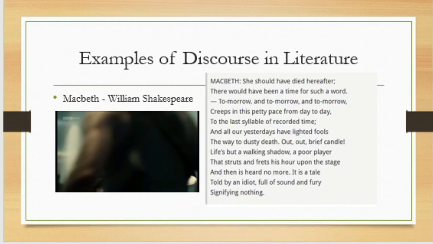Here are the examples of discourse in literature. I'm just gonna play this for you guys.